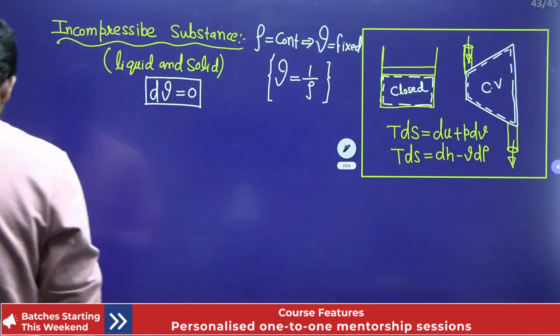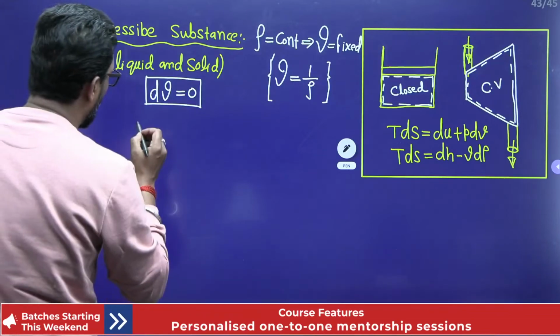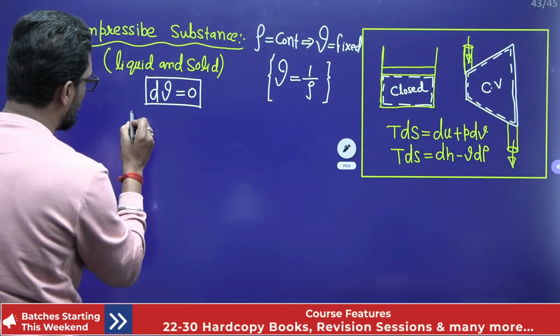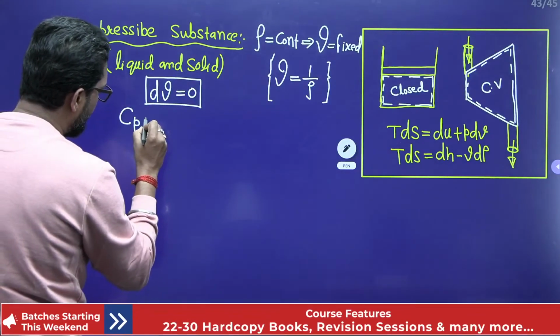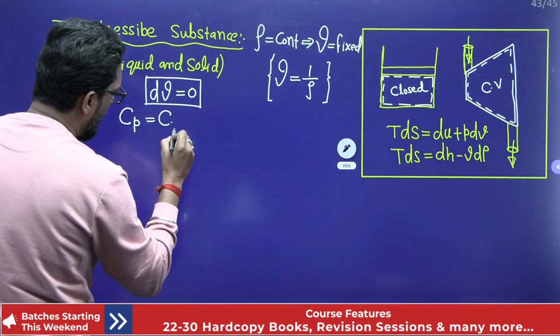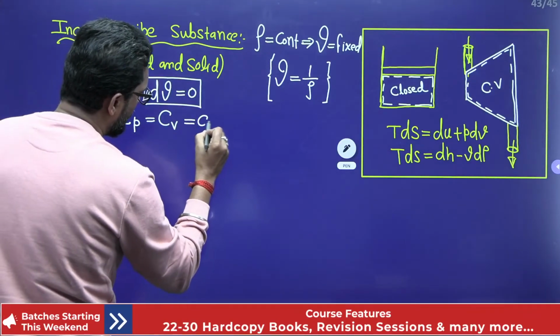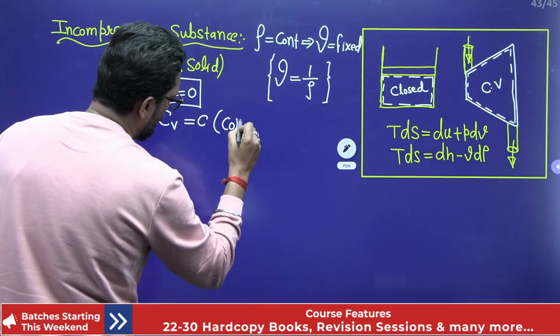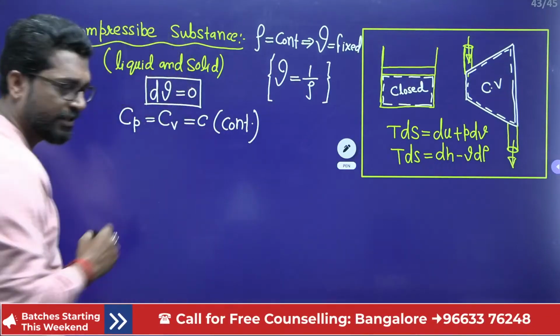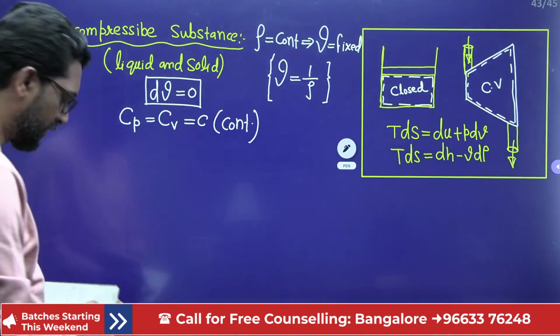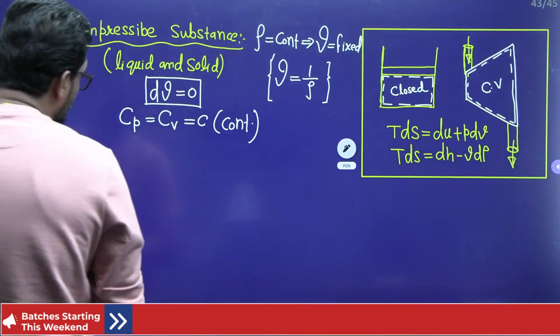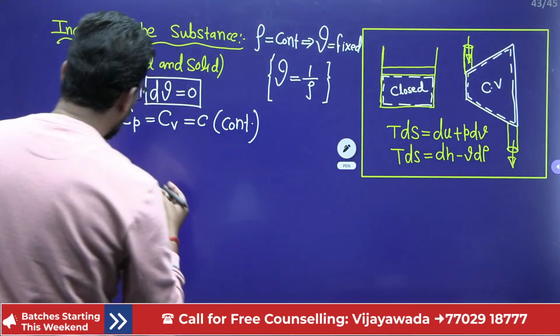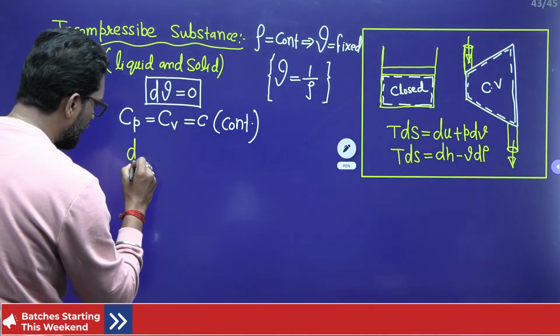So here we can apply this, and we also know that for an incompressible substance, Cp, the specific heat at constant pressure, and Cv are equal to C, that is, a constant specific heat. This is for the incompressible fluid. You also note that here. Now, what is the dU? We know that. What is the dU?